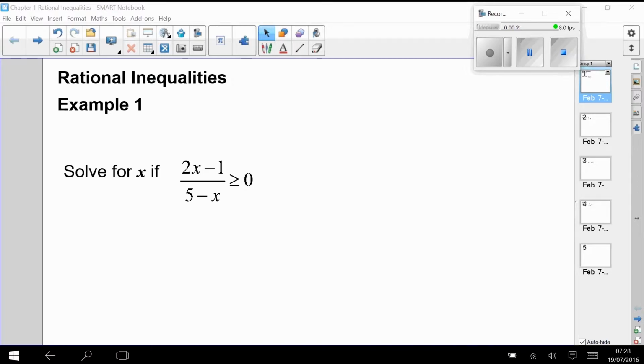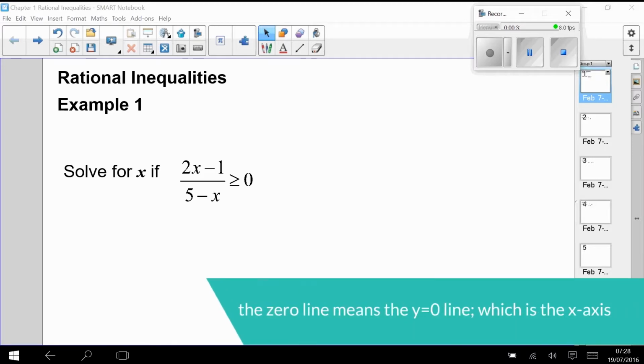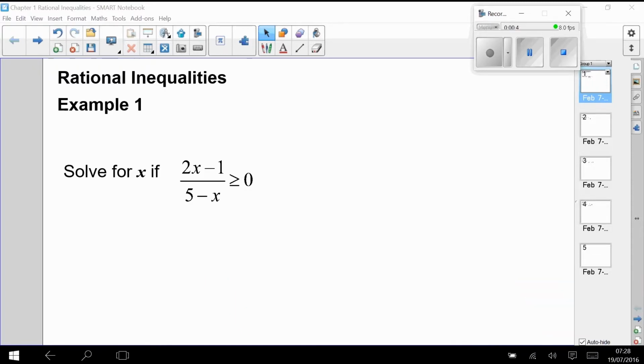Now, if I was doing an equation, I would want to know where I had zeros. But when I'm doing an inequality, in addition to knowing the zeros, I want to know where my graph could have been above the zero line or below the y equals 0 line. In order to do that, I'm going to make sure that my factors, my expressions, are fully factorized and that my factors have the x term first.